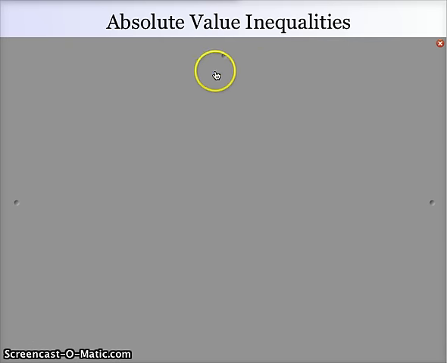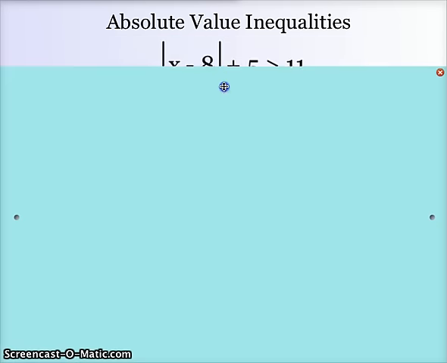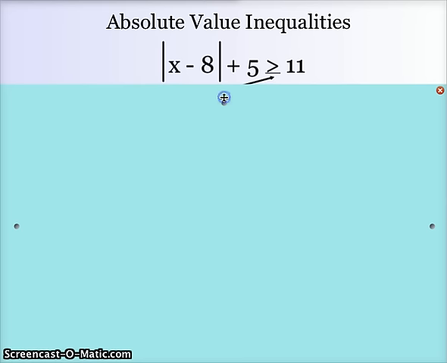Absolute value inequalities. Let's take a look. You have the absolute value of x minus 8, plus 5, is greater than or equal to 11. Well, remember, you first want to decide something. It's greater than or equal to 11, so we know that it's an or inequality. You can't start solving these things until you isolate the absolute value signs first. Pause the video here.